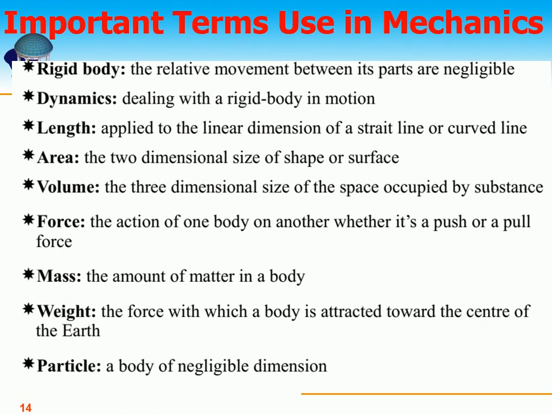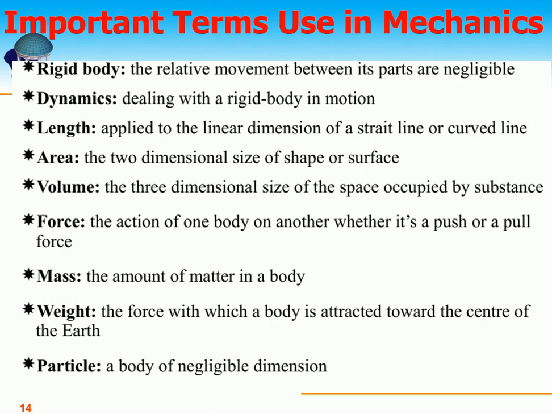Mass is the amount of matter in a body and is a measure of inertia. A larger mass, a heavier body, of course, has a heavier inertia, and a smaller body will have a smaller inertia. Weight is the force with which Earth attracts any body towards its center of gravity.